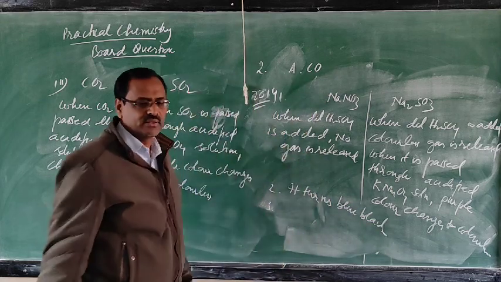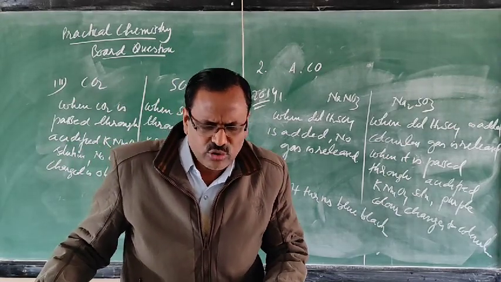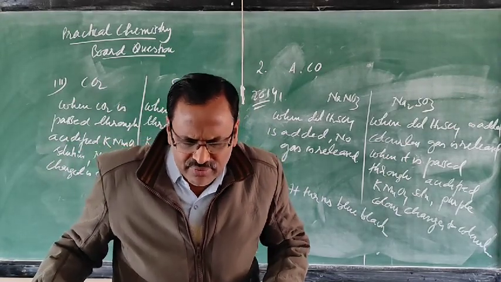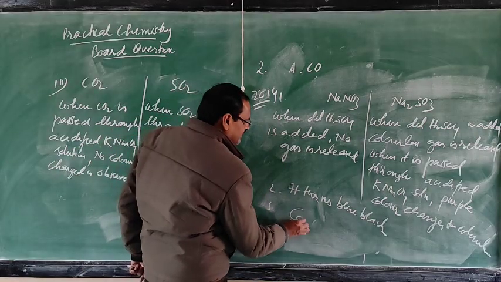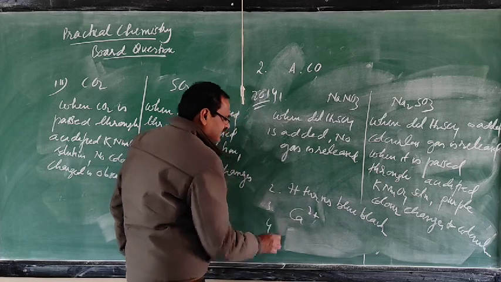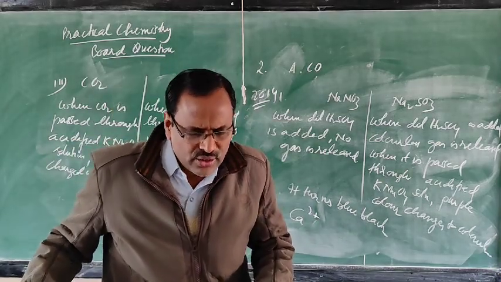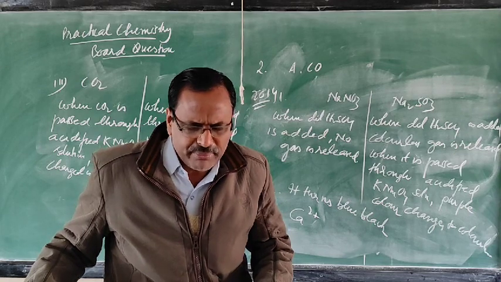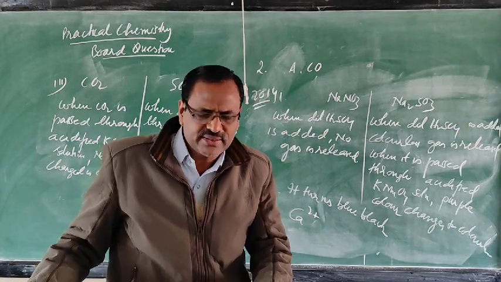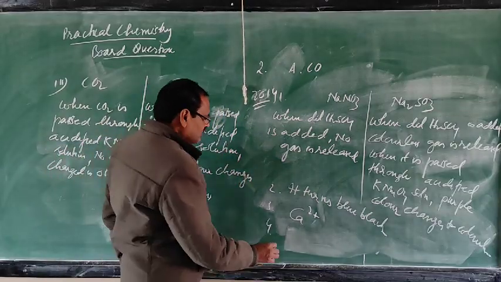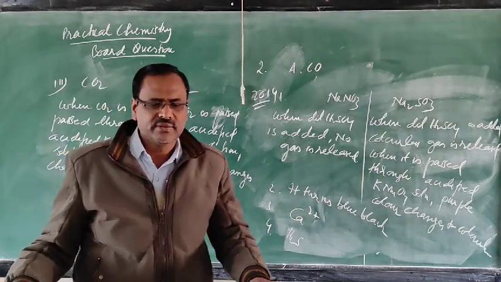Now the third one. In the flame test, salt P gave a brick red flame. What is the cation? So the cation will be Ca2+. Calcium gives the brick red flame. Gas Q turns moist lead acetate paper silvery black. Identify Q. So the gas is H2S, which turns it silvery black.